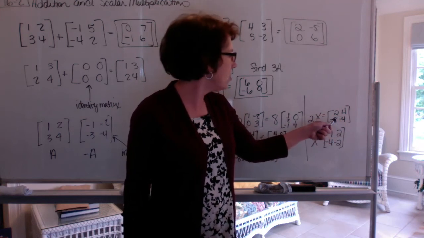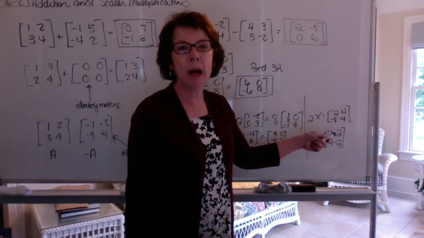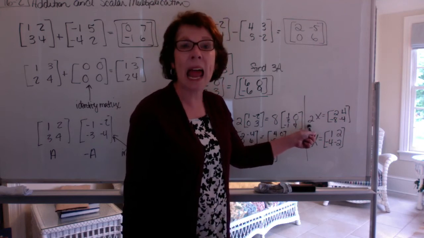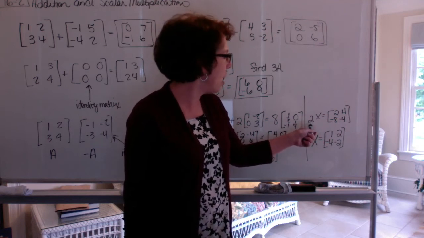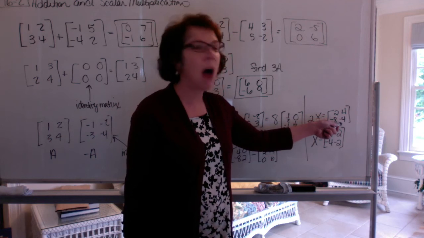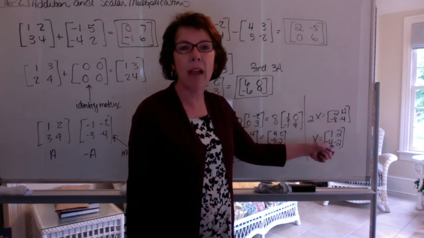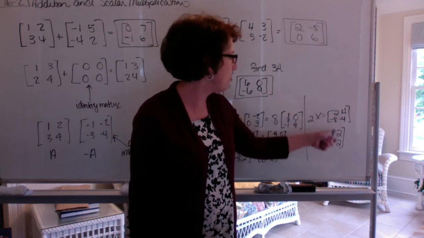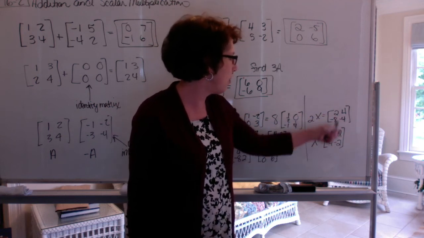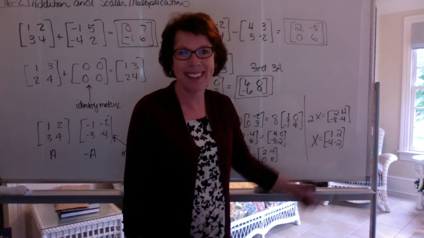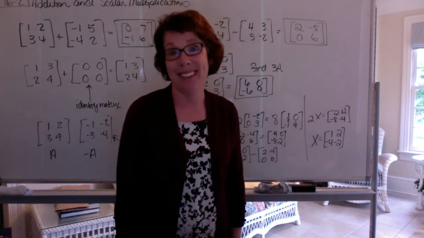Well, what am I going to do now? I'm going to multiply both sides by 1/2. And so what I'm doing now is I'm going to take a half of all the elements of this matrix. Half of 2 is 1, half of 4 is 2, half of -4 is -2. Okay, that's it. That's it.